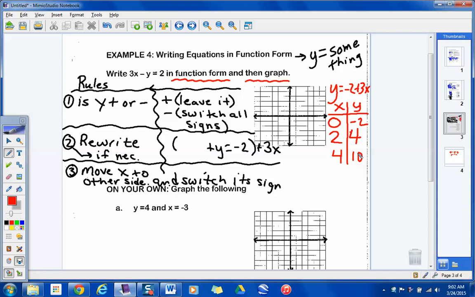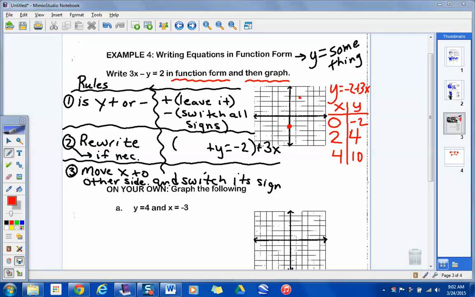Okay, so the points I'm going to plot: 0, comma what? 0, -2. Okay, and then the next point I would plot would be 2, comma what? 4. Right 2, up 1, 2, 3, 4. The last point would be 4, comma what? 10. I'm going to go off the chart a little bit, but I'm going to go right 1, 2, 3, 4, up 1, 2, 3, 4, 5. 5, comma 10 would be right about here on the graph.